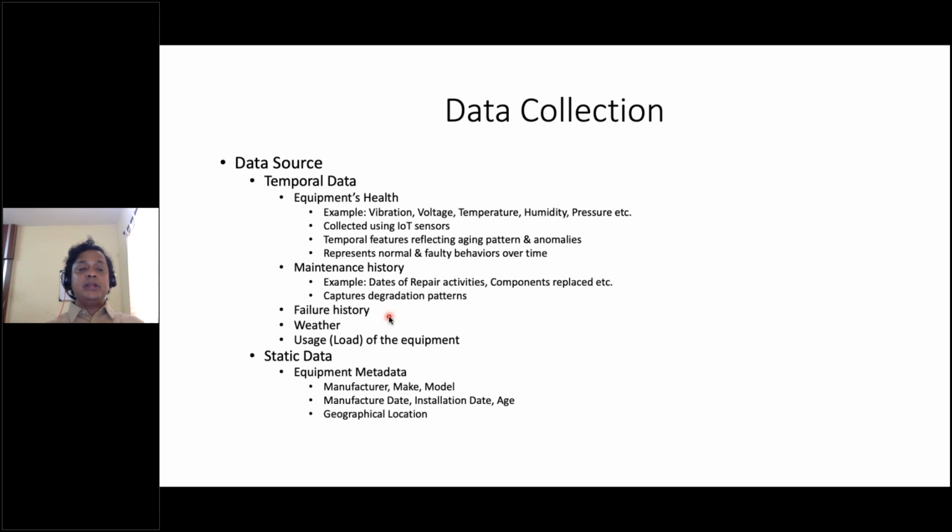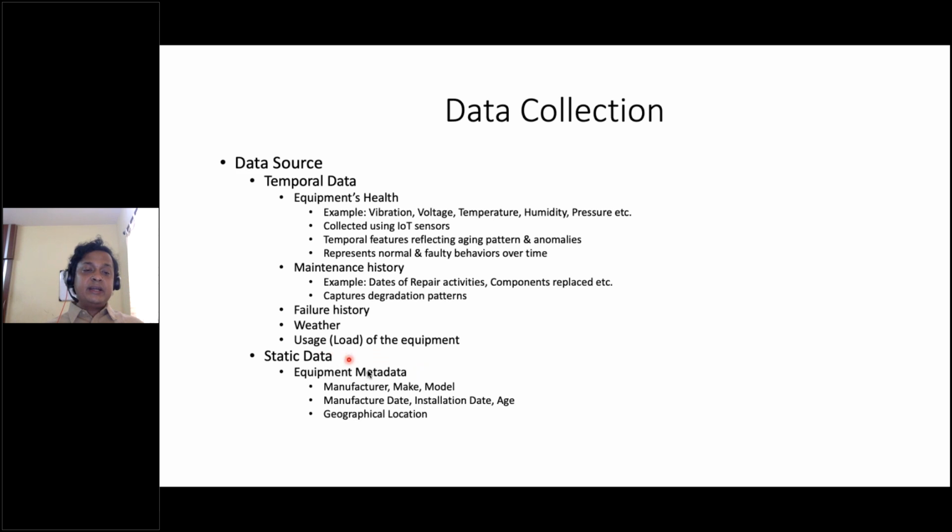Weather: the humidity and the outside temperature contribute to the degradation of the equipment, so I need to know about the weather. And there could be the load on the equipment. Say I want to predict the health of an air conditioning system in a shopping mall. Probably there is more load during holiday seasons. If I know that kind of information, which is not related to the health of the equipment but is something which influences the health, that's better.